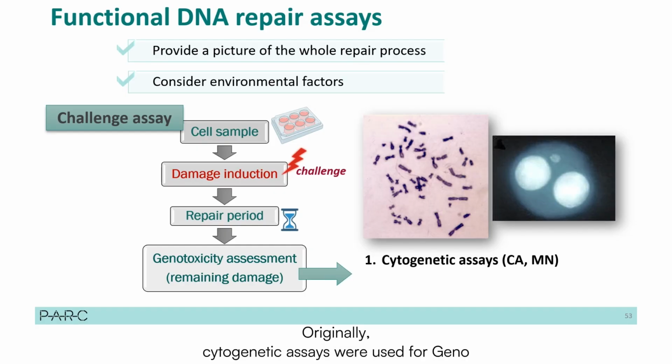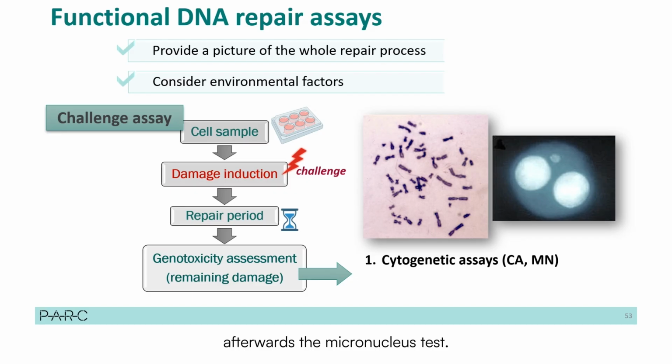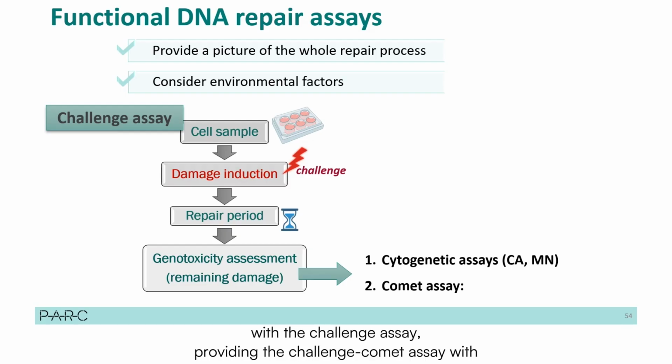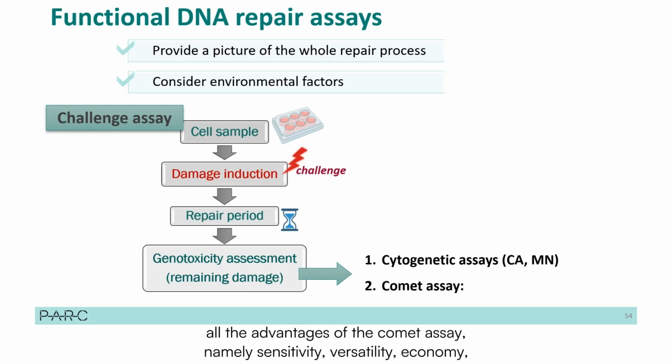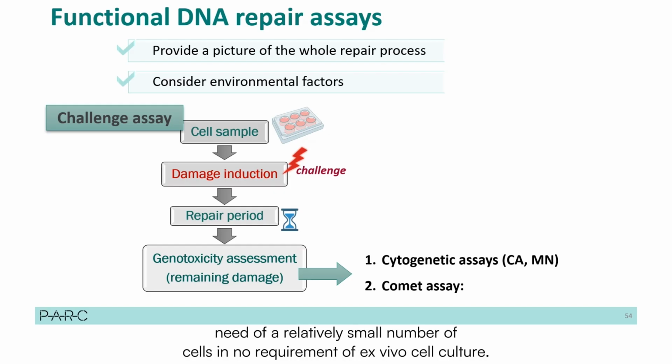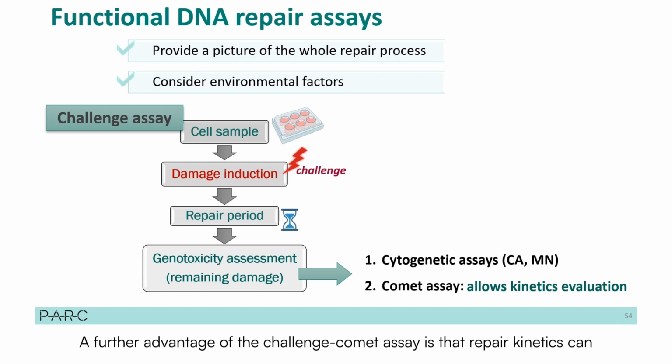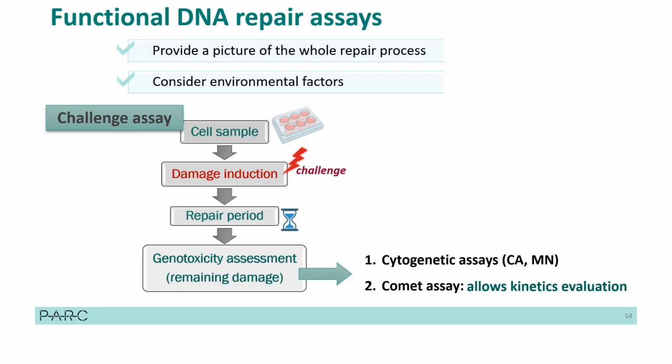Originally, cytogenetic assays were used for genotoxicity assessment, initially chromosome aberrations, and afterwards the micronucleus test. Later on, the comet assay was used in combination with the challenge assay, providing the challenge-comet assay with all the advantages of the comet assay, namely sensitivity, versatility, economy, need of a relatively small number of cells, and no requirement of ex vivo cell culture. A further advantage of the challenge-comet assay is that repair kinetics can be followed up at consecutive time points.